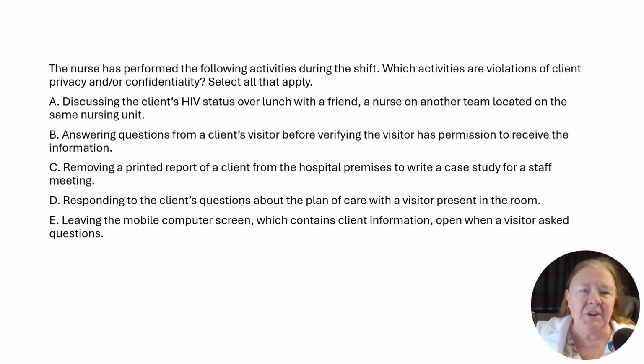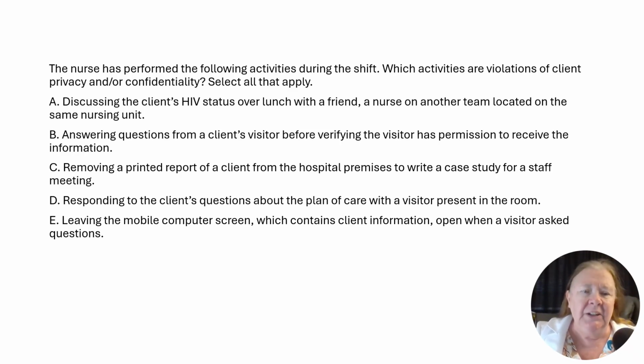Discussing the client's HIV status over lunch with a friend, a nurse on another team located on the same nursing unit. B. Answering questions from a client's visitor before verifying the visitor has permission to receive the information. C. Removing a printed report of a client from the hospital premises to write a case study for a staff meeting. D. Responding to the client's questions about the plan of care with a visitor present in the room.